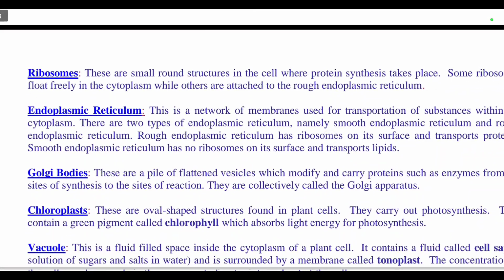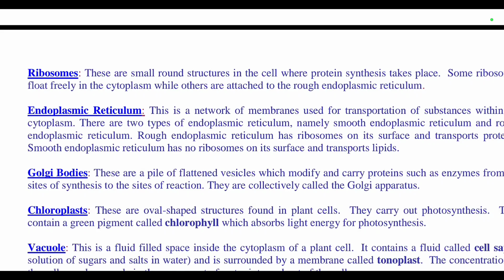Let's look at ribosomes. Ribosomes, these are small round structures in the cells where protein synthesis takes place, where the manufacture of proteins takes place. Some ribosomes float freely in the cytoplasm, while others are attached to the rough endoplasmic reticulum.